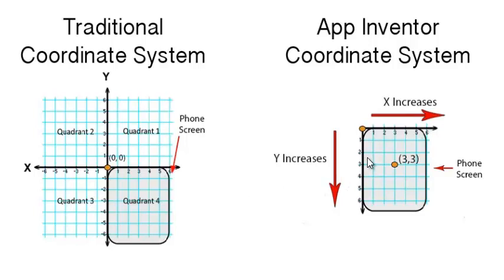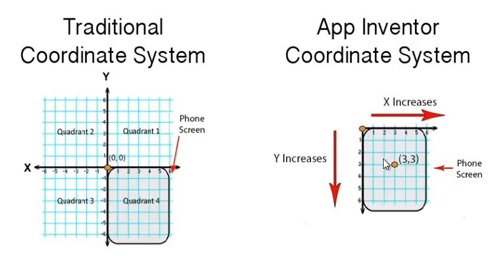In App Inventor, the coordinate system is a bit different. First of all, when you go to the right, the x value increases. When you go down, the y value increases. Remember, in the traditional one, when you go down, the y decreases. But in App Inventor, on the screen, when you go down, the y increases. The origin is the upper left corner of the screen.